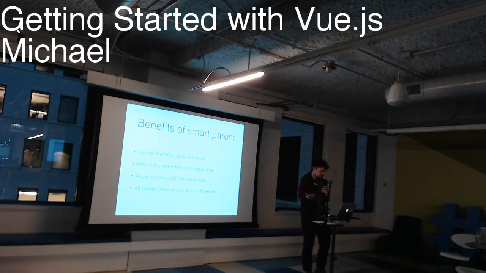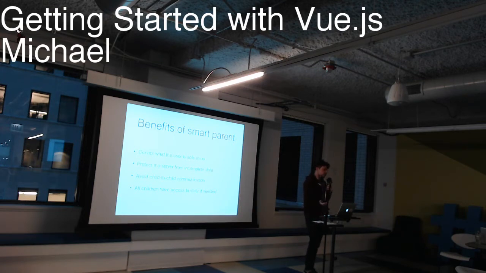So going into the benefit of the smart parent, you can control what the user is able to do. For example, if a user is filling out a form and you're transitioning to different pages, or you have a modal going to different views, you want to make sure that in order for me to go from page 1 to page 2, I need this minimum amount of information. Having the parent control that makes for easier development.